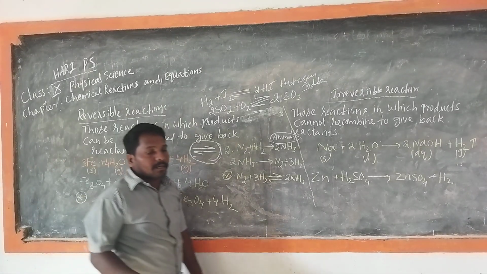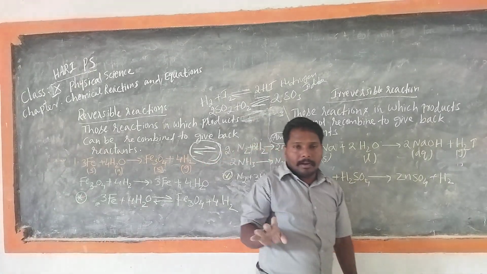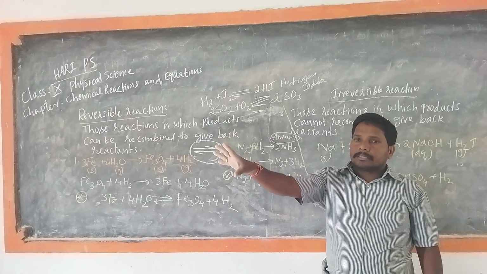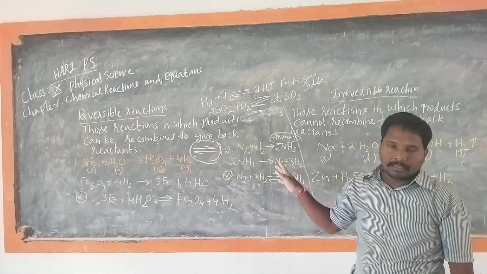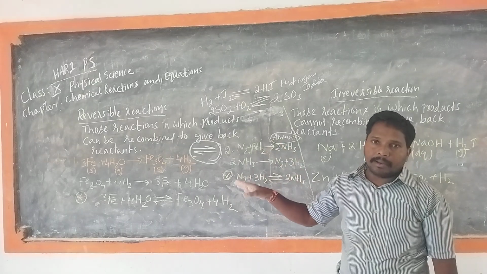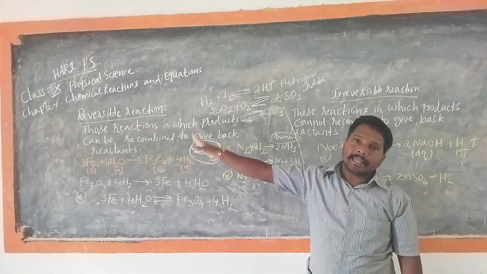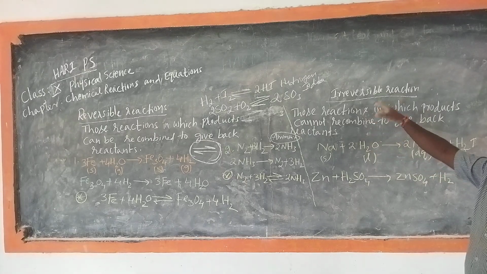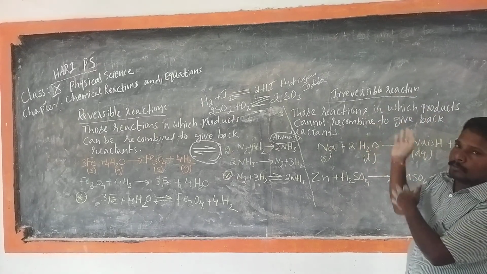Keep in mind, in a reversible reaction, reactants give the products, then products recombine and give the reactants, in a cycle. Then coming to irreversible reactions, it is exactly the opposite.